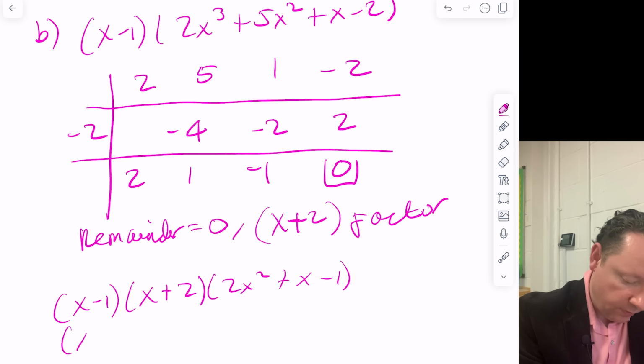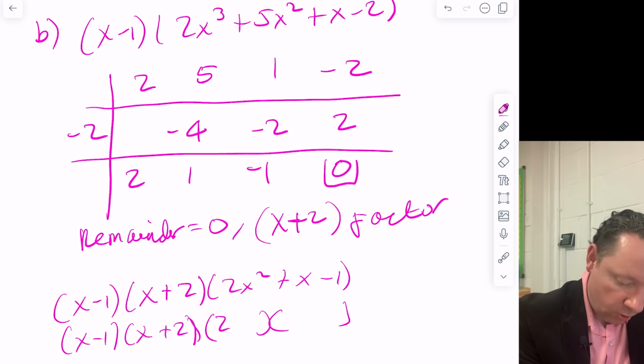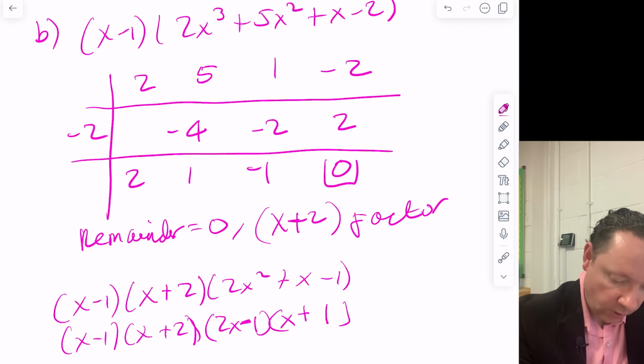So just check if that's factorisable. You can either see it or you can just check it in some other way. But I can see it as factorisable. 2x and x. 2 ones is 2, and then 1. So I want plus 2 minus 1. 2x squared plus 2x minus 1x is x. Minus 1 times 1 is minus 1, so we're done there.